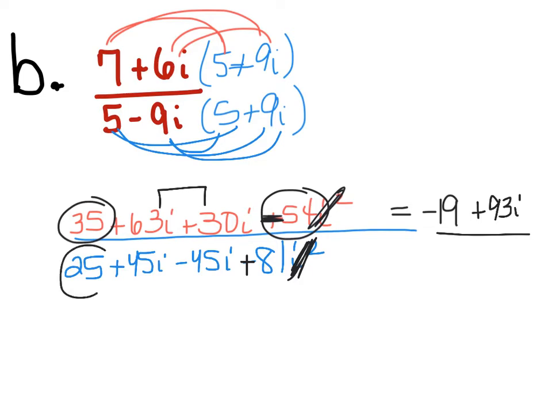What is 25 plus 81? 106. And what happens with a positive 45 and a negative 45? They cancel out. What did I tell you is against the law to have in your denominator? i's. Did I get the i to go away? Yes. So it's important, guys. If you multiply by the conjugate, that will happen. If you don't multiply by the conjugate, you'll get a complex number.